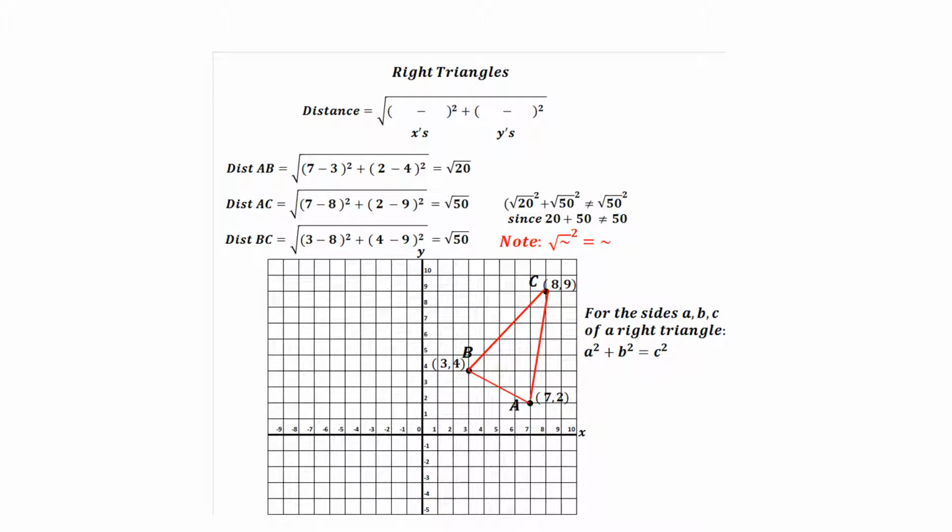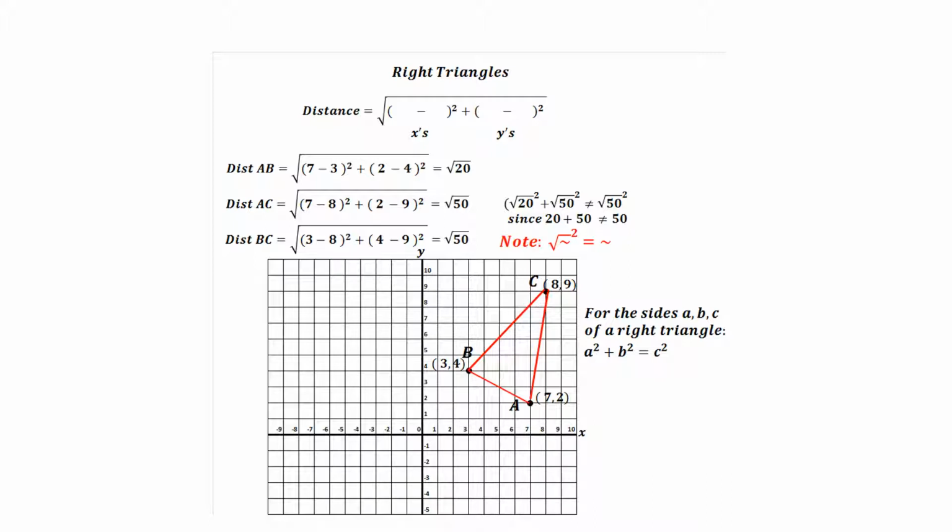This example is to determine if the triangle in red is a right triangle. And we have the points A, B, and C. Now, A is 7, 2, and B is 3, 4. So we have distance AB, 7 minus 3, that's the x value squared, plus 2 minus 4 squared. So we have 16 plus 4, that's the square root of 20.